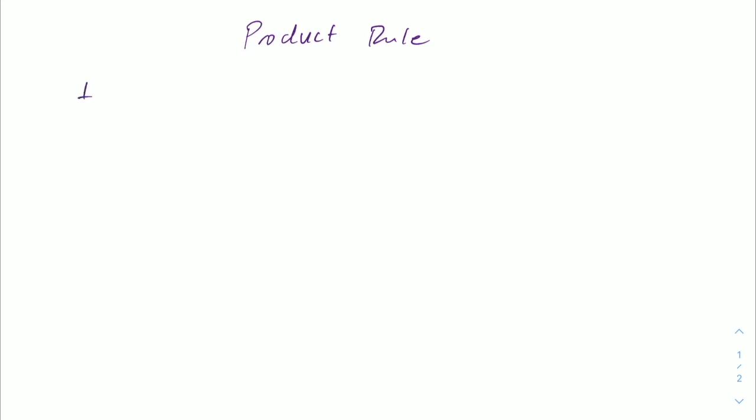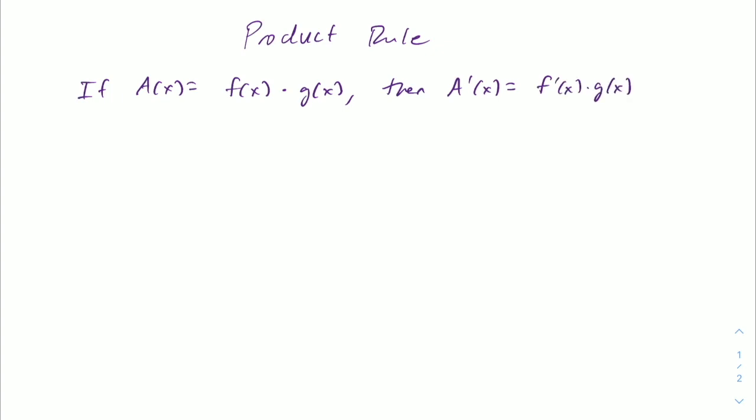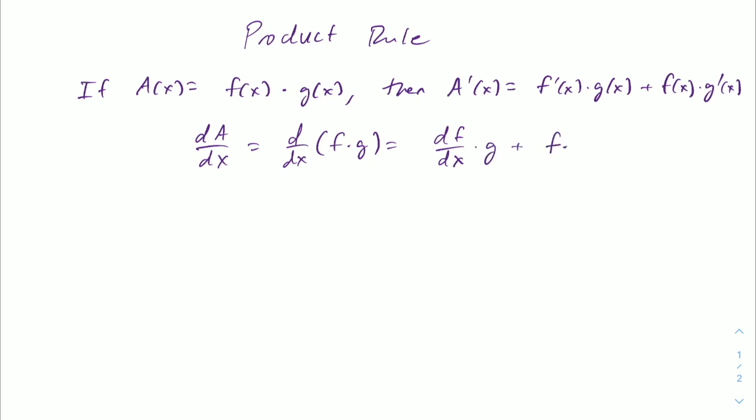If we have a function a of x, which is the product of f and g, then the derivative of a of x is going to be the derivative of f times g plus f times the derivative of g. If you were to write this in Leibniz notation, the derivative of a is the derivative of f times g plus f times the derivative of g.